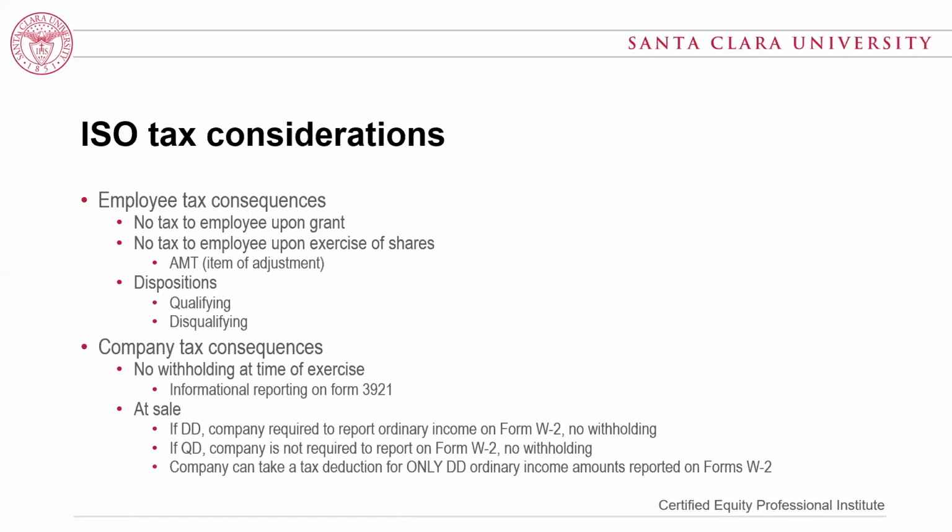At the sale date, if the sale is a disqualifying disposition, there's ordinary income, and the company is required to report ordinary income on the W-2, but there's no withholding. If the sale is a qualifying disposition, there's no W-2 income, so there's nothing for the company to report or withhold. The company can take a corporate tax deduction for ordinary income amounts reported on the W-2 in connection with a disqualifying disposition.